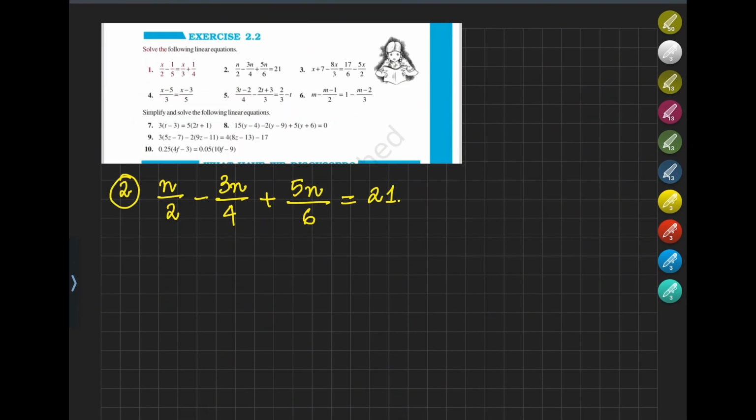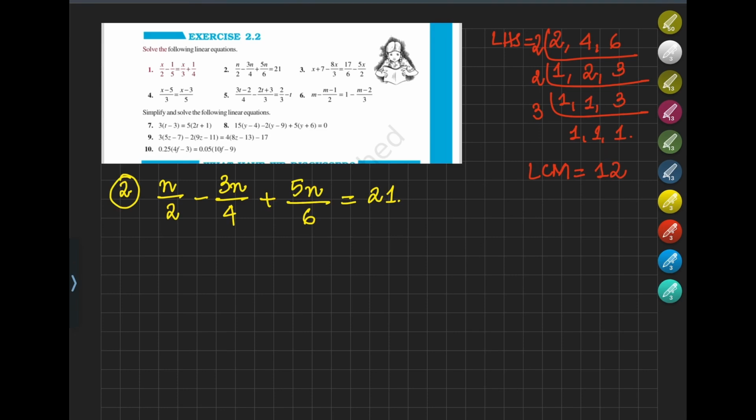So the second question is n by 2 minus 3n by 4 plus 5n by 6 is equal to 21. So from the left hand side we have the numbers 2, 4 and 6, and let us take the LCM of these numbers. 2 times 2, 3, then again 2 ones are 3 times 3, 1, 1 and 1. So the LCM is equal to 12.